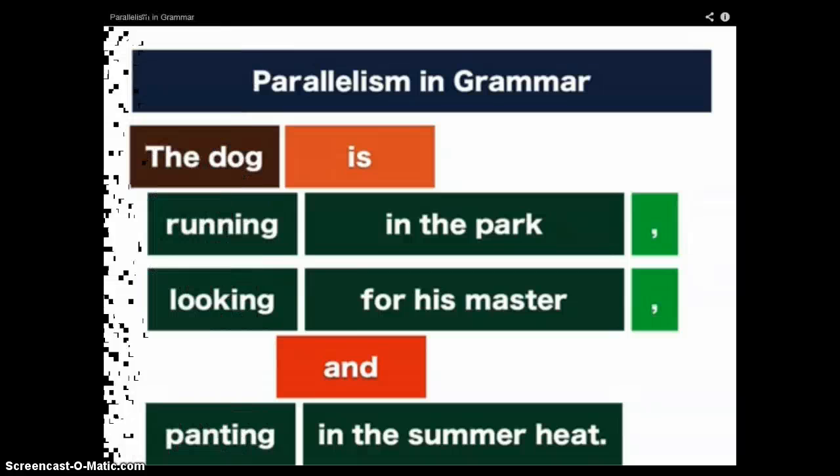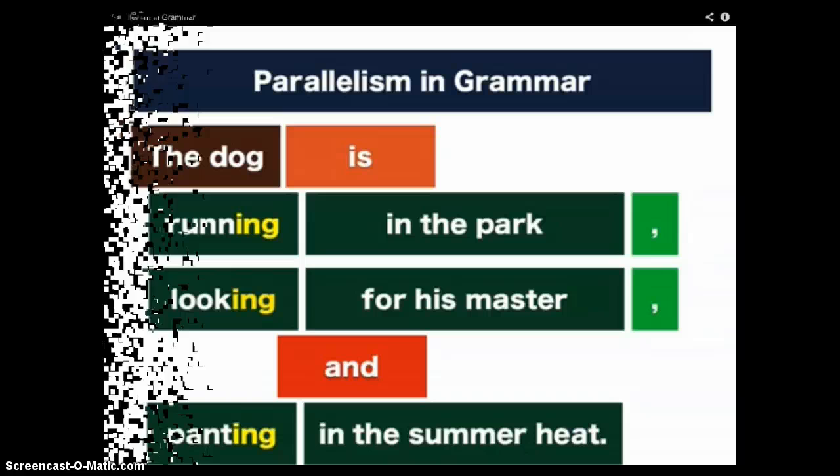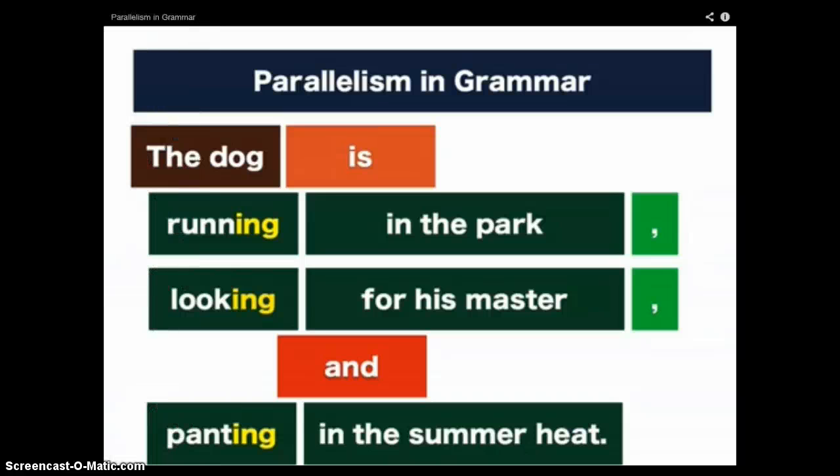So now that we've thought about it conceptually in two different ways, parallel lines, which have the same slope, and patterns, let's look at it in terms of words. Our sentence reads, "The dog is running in the park, looking for his master, and panting in the summer heat." You should notice that each of our three verbs in our series ends in ing. They are each in the same tense. The dog is running, is looking, and is panting. This is how we know we have parallel structure.